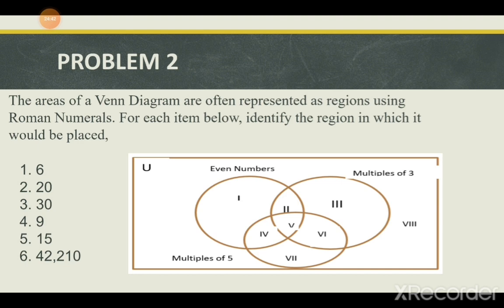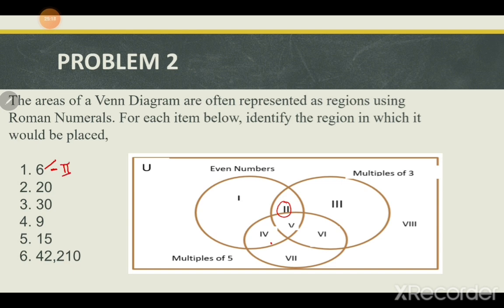So, let's classify your 6. Your 6 is an even number, right? Because it is exactly divisible by 2, right? Next is that your 6 is not a multiple of 5, but it is a multiple of 3. Okay? So take note that the even numbers and multiples of 3 have a union which is identified by your Roman numeral 2. Right? So we have 6 is equal to Roman numeral 2.